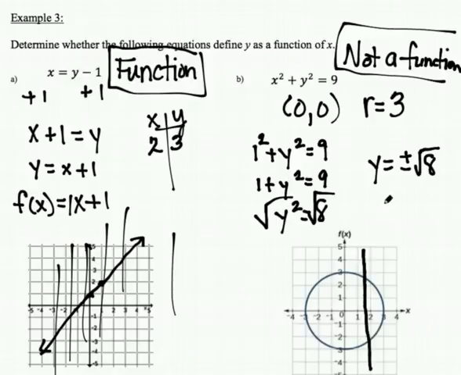That means I have 2 ordered pairs. I have the ordered pair 1 and positive root 8, and I have the ordered pair 1 and negative root 8. So mathematically, doing the algebra, I see that 1 is corresponding to 2 different y values. Looking at it from that perspective, I see it's not a function, or I could simply do the vertical line test on the circle and see that it's not a function.